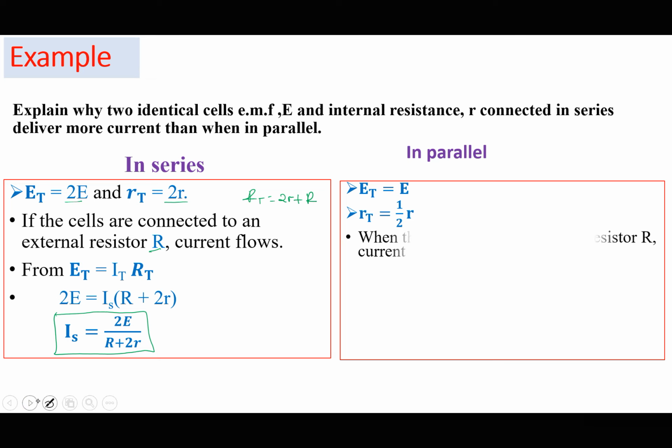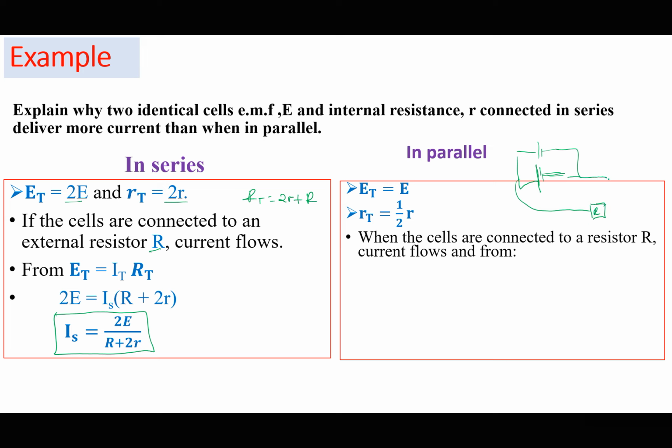And when the cells are now joined to an external circuit, it means the total resistance in the circuit is the total internal resistance plus the external resistance, because it would be like having two cells in parallel forming a circuit, and then this is joined in series with a resistor R. So these two form a resistor whose resistance is R over 2, which is in series with an external resistor.